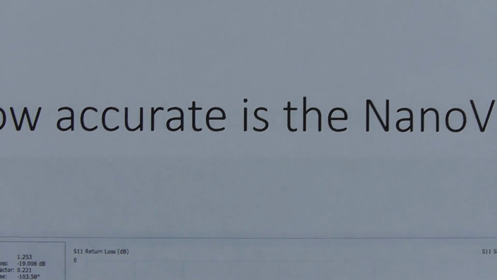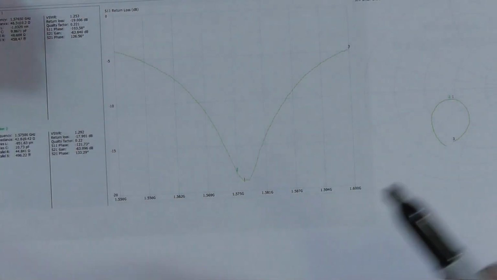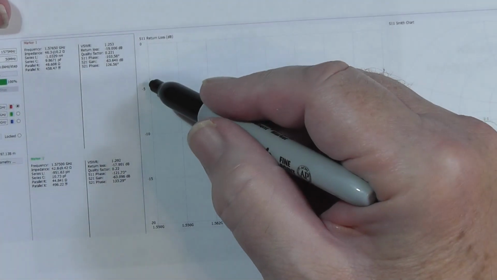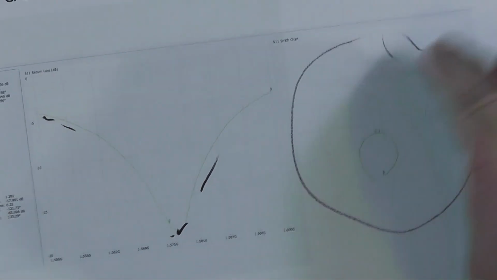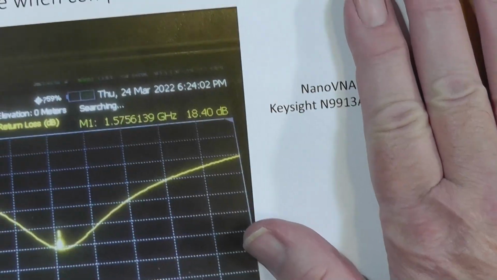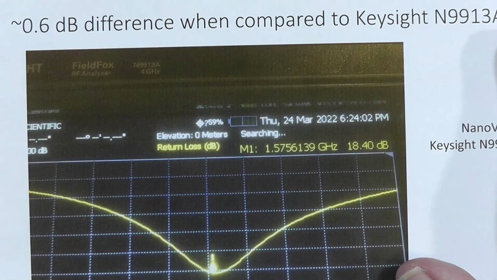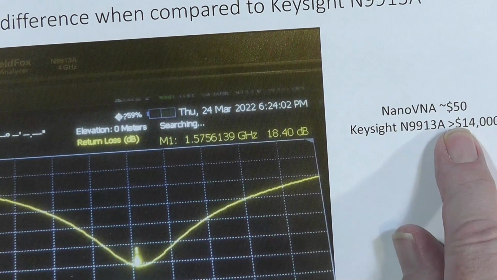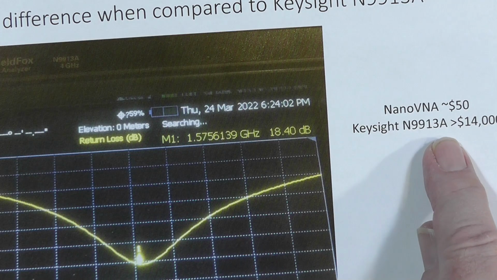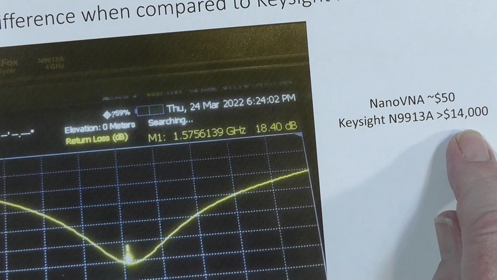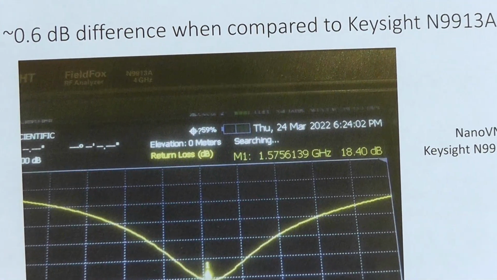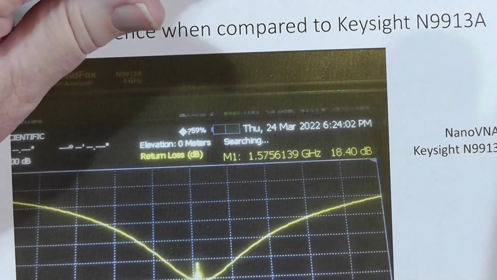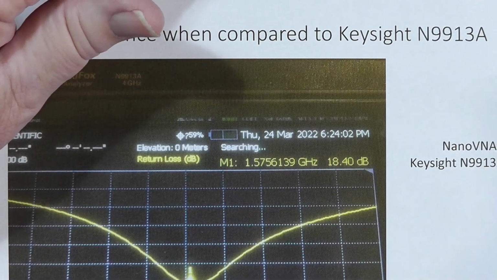Now, the next question he had was, how accurate is the Nano VNA? Well, he did a chart on the Nano VNA where he got all the parameters and got the Smith chart over here. Unfortunately, the lines don't print very well. And he compared it to the Keysight N9913A, which is a vector network analyzer his lab has. And he found out that the Nano VNA, which cost $50, compared to the Keysight N9913A, which is over $14,000, they're only less than a dB off, a little bit more than a half dB off, okay? So what he's saying is that the Nano VNA can do a very good job where traditionally you have to get really expensive equipment to do this type of analysis.